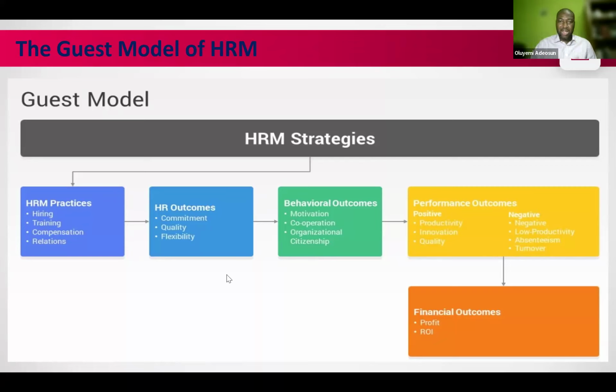Again, these outcomes will now lead towards behavior. So what kind of behaviors will drive these outcomes? Motivation, okay, cooperation, organizational citizenship. Now, because we want outcomes, we need to be motivated. Motivation, we have what we call intrinsic motivation. Intrinsic means innate, that is not necessarily affected by money or salary.